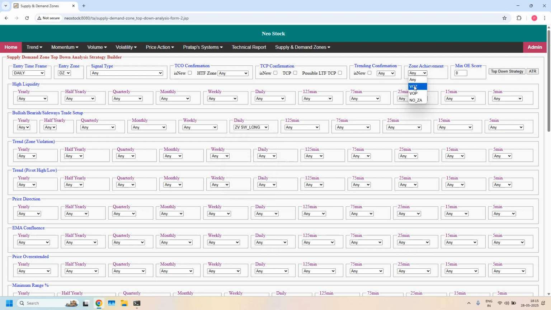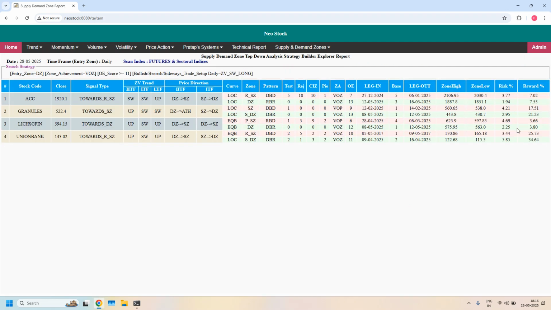Zone achievement violated opposing zone. Minimum odd enhanced score 11 for sideways trade setup, 12 for bullish, bearish. So this is sideways long. I am giving 11. And both these filters are applied to daily demand zone. Let's filter. We got 4 stocks. Monthly income trade, sideways long trade setup. Entry time frames are daily demand zones.